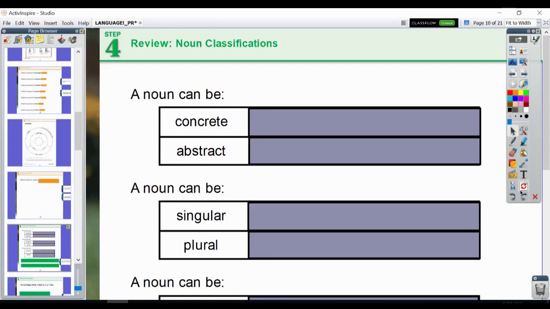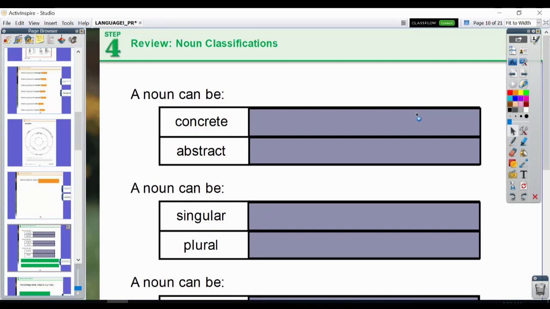Let's move on to our grammar and usage part of this lesson. We are going to review classifications and functions of nouns. Then we're going to learn what appositive phrases are, and we're going to learn where to put commas when we use appositives. Let's review first. A noun is a person, place, thing, or idea. Nouns can be concrete or abstract.